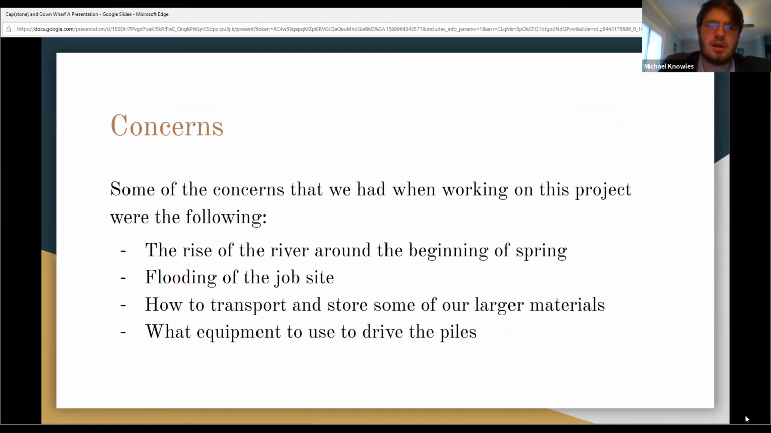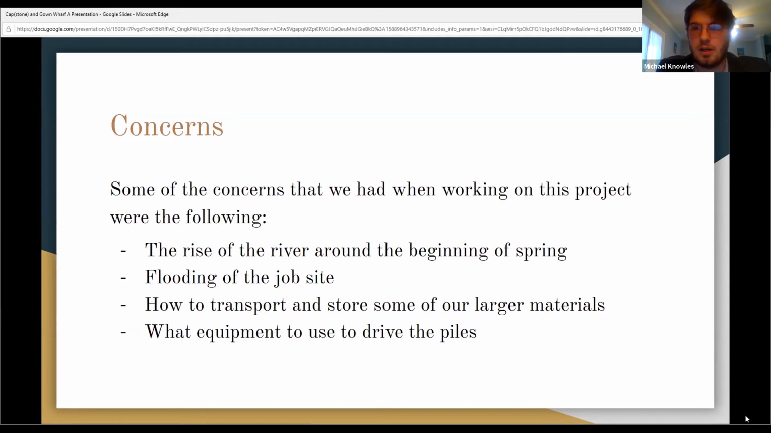Some of the concerns that we had while working on this project was definitely the river rising, because it does it every year, and it's only been getting worse. In the past, it wasn't as bad, but now it just seems like it keeps going up. Then there's the flooding on the job site. There's about 100 rain days per year in New Orleans, so you have to account for that in your calendar for P6 Primavera.